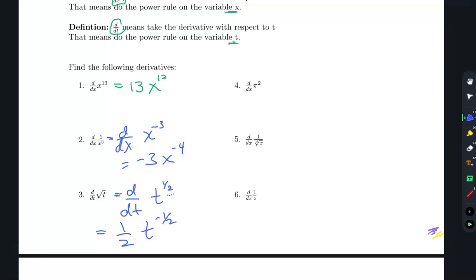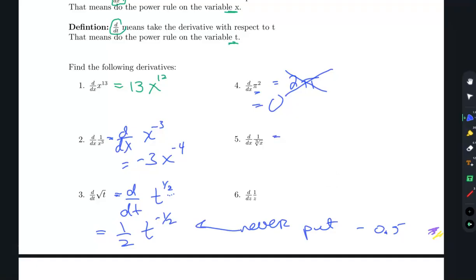Just note, we never put negative 0.5. Mathematicians, we don't do that. So just always use the fractions. All right, how about this one? Pi squared. You might think, bring the 2 down and then times pi, but that's not correct. Pi squared is a number, and so the derivative of this is 0.